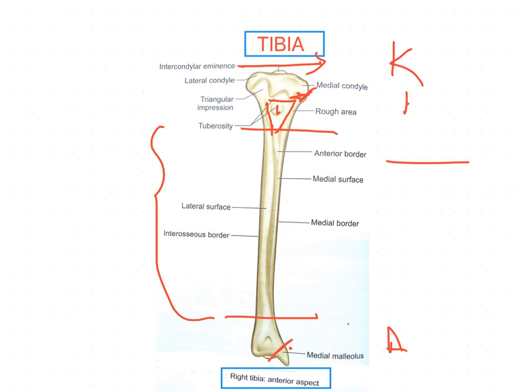So this is all about the upper end of the tibia. Now we will move on to the shaft of the tibia.